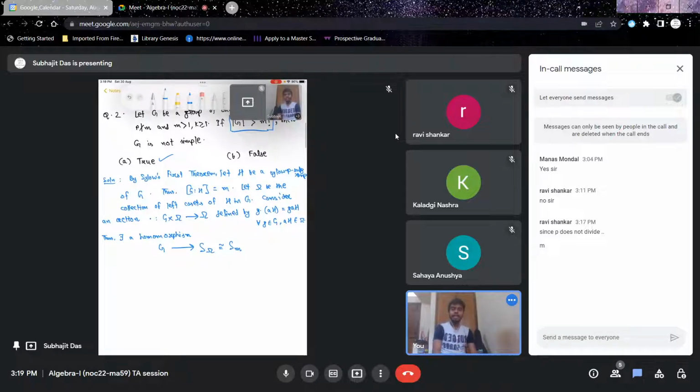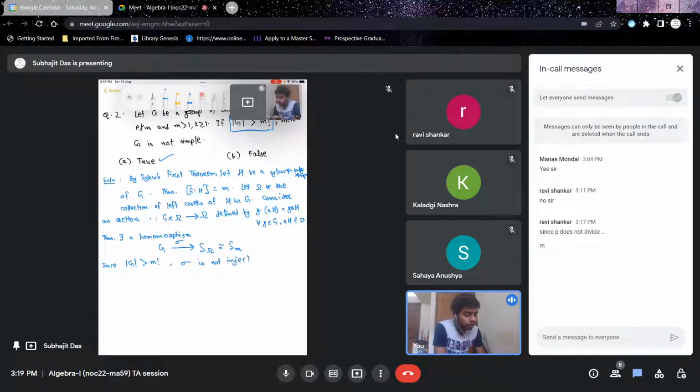So anyways, nice try. The point is that since the cardinality of G is strictly greater than m factorial, let's call this map sigma. This arrow sigma is not injective.